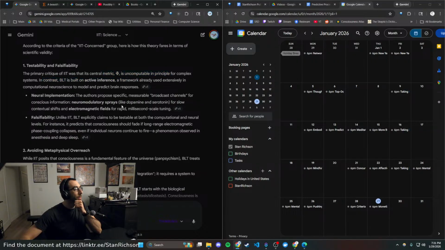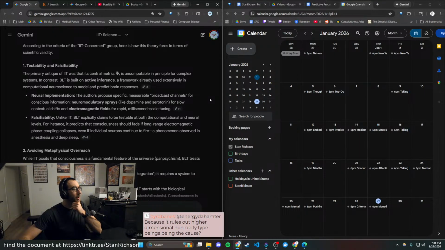In contrast, this one is built on active inference, a framework already used extensively in computational neuroscience to model and predict brain responses. The authors propose specific measurable broadcast channels for conscious information, neuromodulatory sprays like dopamine and serotonin for slow contextual shifts, and electromagnetic fields for rapid millisecond scale tuning. Unlike IIT, this explicitly claims to be testable at both the computational and neural levels. For instance, it predicts that consciousness should fade if long-range electromagnetic phase coupling collapses, even if individual neurons continue to fire, a phenomenon observed in anesthesia and deep sleep.